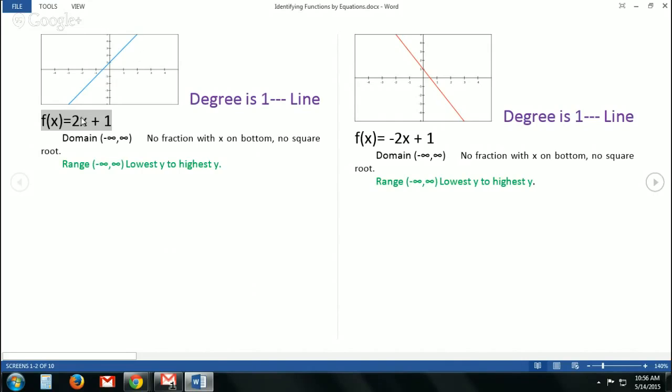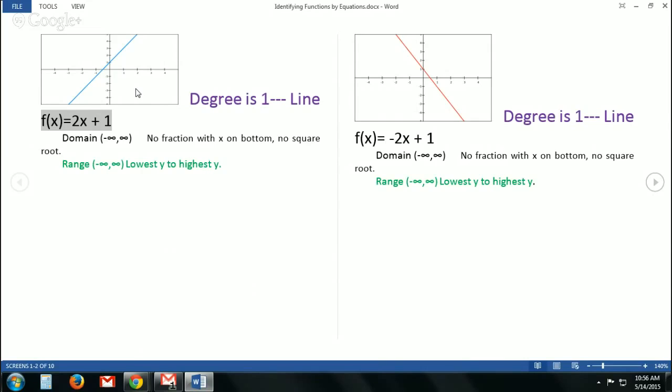Since this is in slope-intercept form and has a positive coefficient on the x, this is going to be a line that goes uphill or increases throughout its domain. Remember that domain is a fancy way of saying, tell me the things that are okay for x.